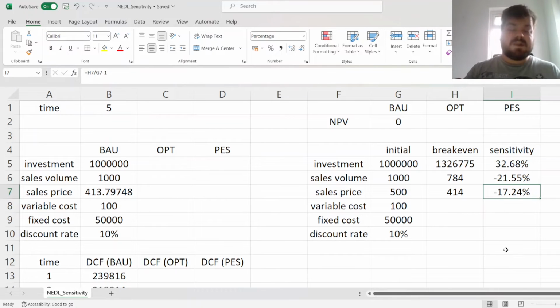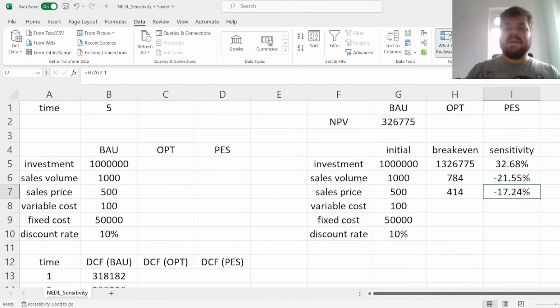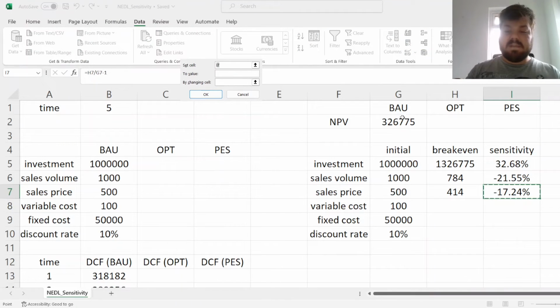And this is actually quite straightforward from a business perspective. Most of the time, projects are more sensitive to sales price than sales volume, as if volume decreases, it negatively affects both revenue and cost of goods sold, whereas if only the sales price decreases, revenue goes down, whereas variable costs remain the same. Now let's evaluate the sensitivity to variable costs.